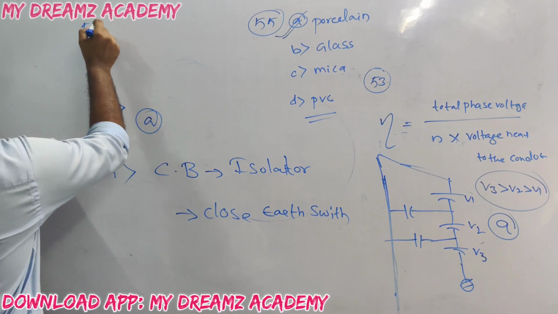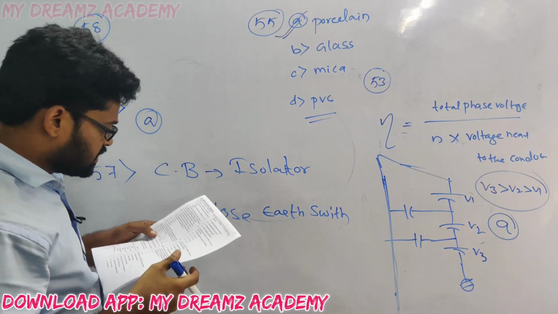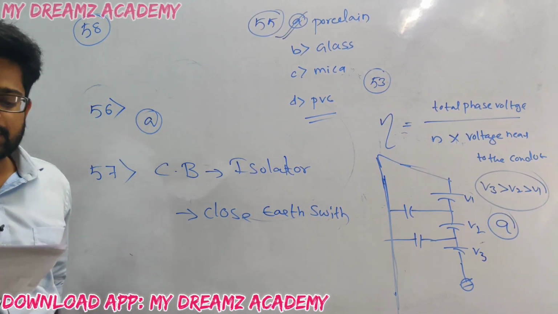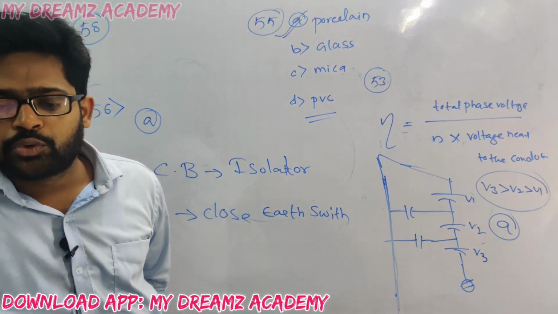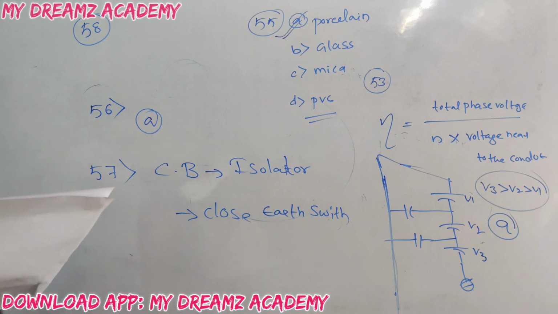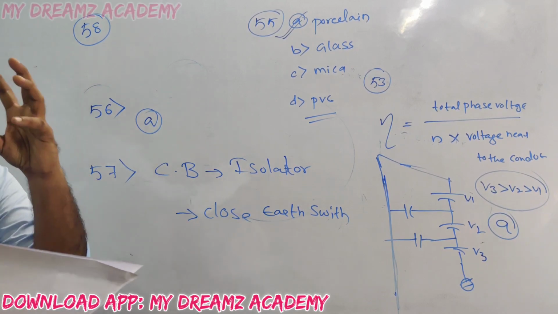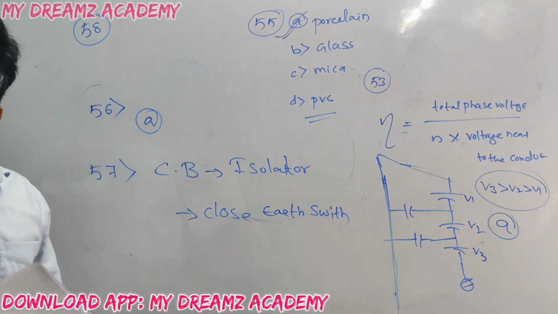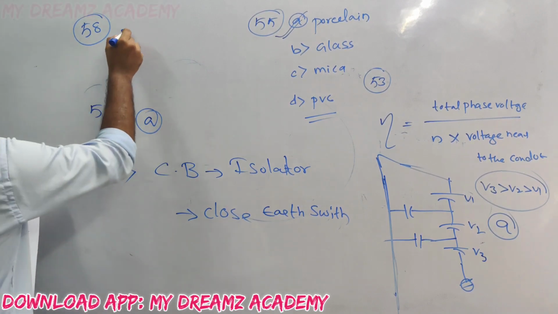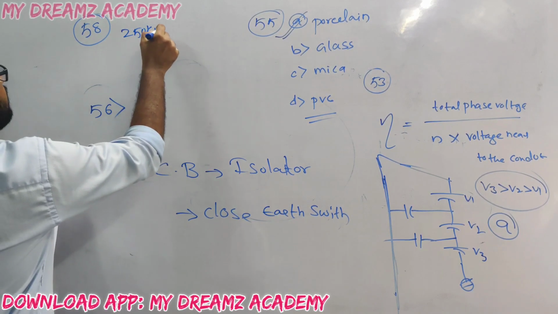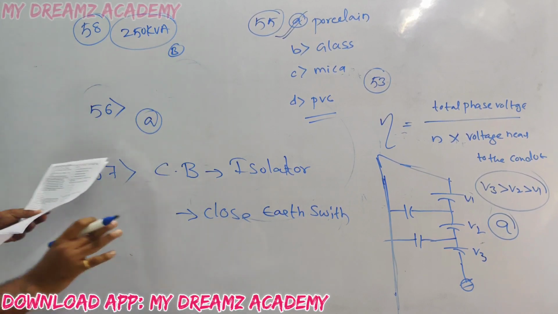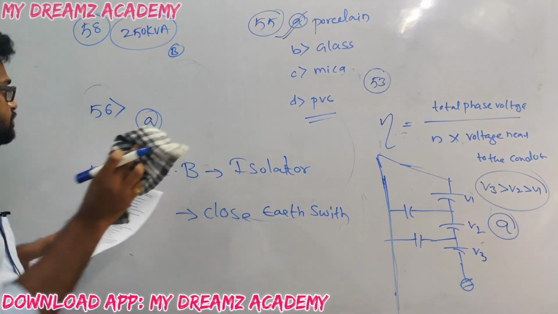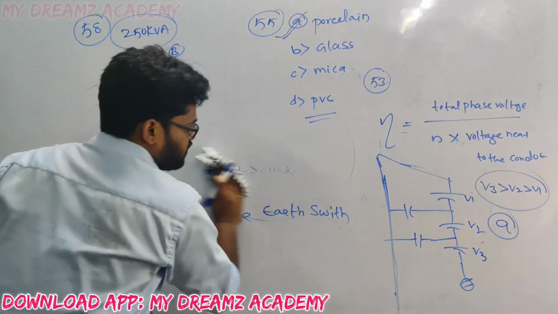Next, 58th question. The question is, pole mounted substations are normally recommended for transformers up to a maximum capacity of what? So pole mounted substations are used up to a maximum of 250 kVA. Okay, 250 kVA, so option B is correct for this one. So next, 59th question. This question is also from power systems.